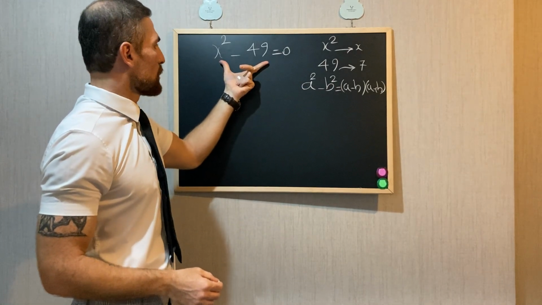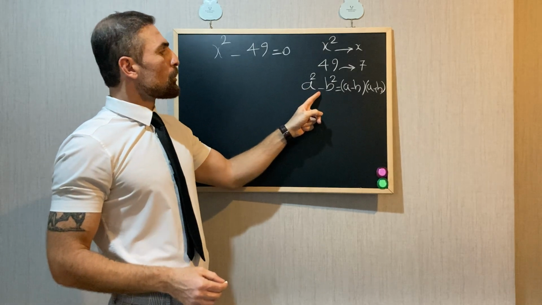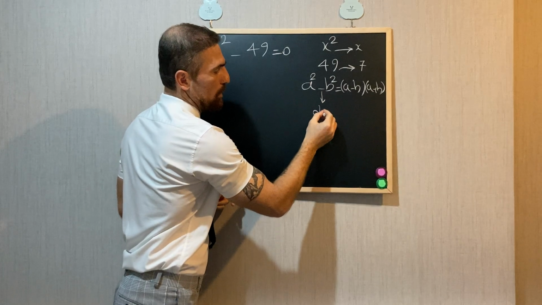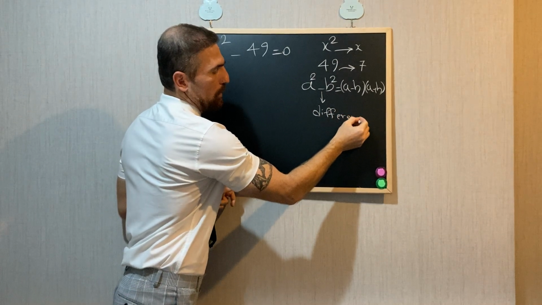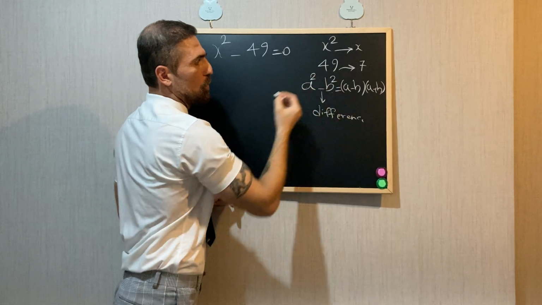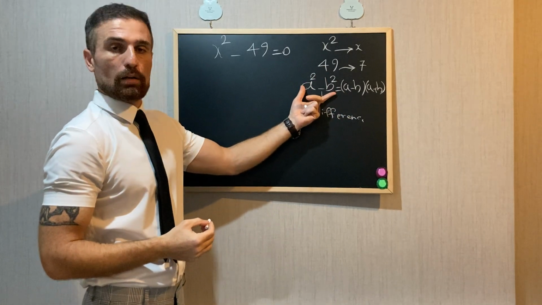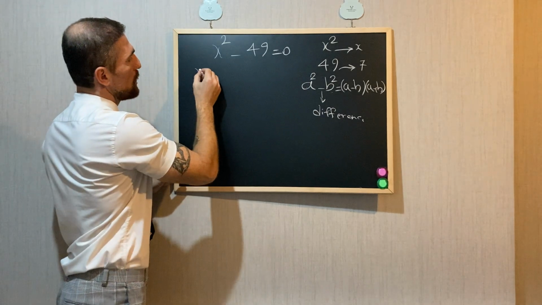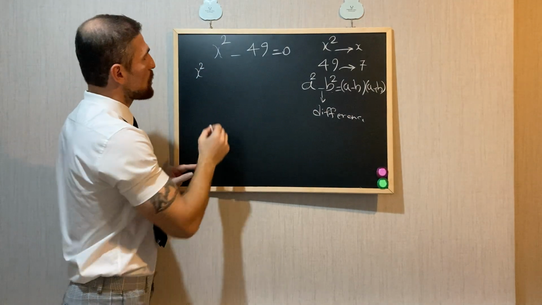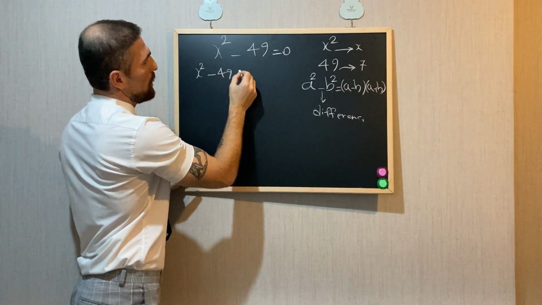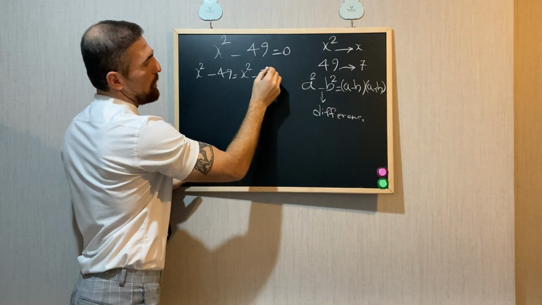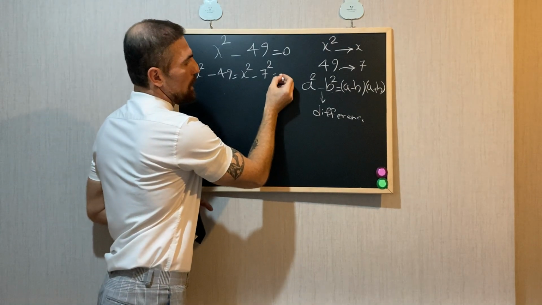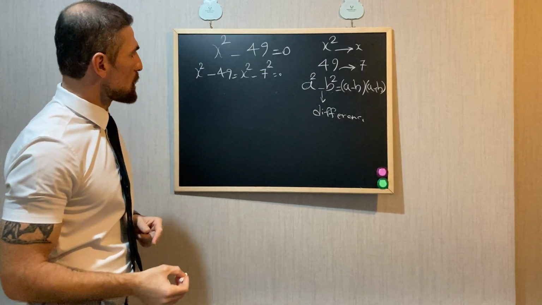But how can we do this? It is called the difference of two squares. Look here: the difference of one squared and two squared. That is why it is called the difference of two squares. Now, instead of x squared minus 49, we can write x squared minus 7 to the power of 2. Now it will be easy to factor this one.